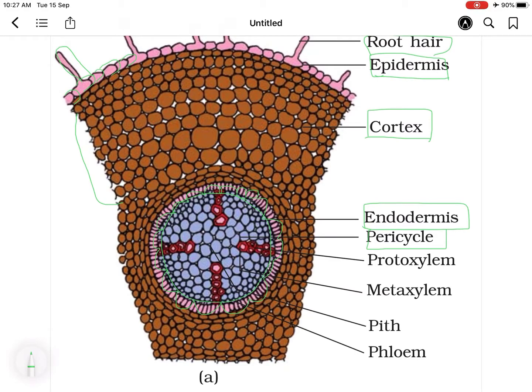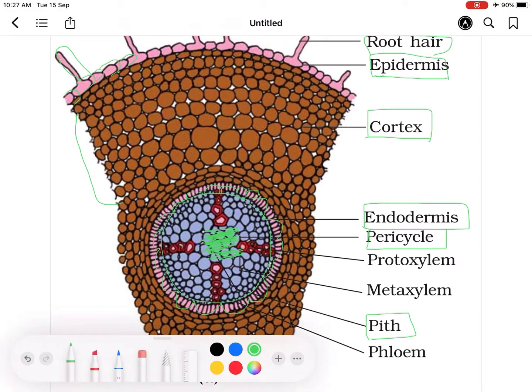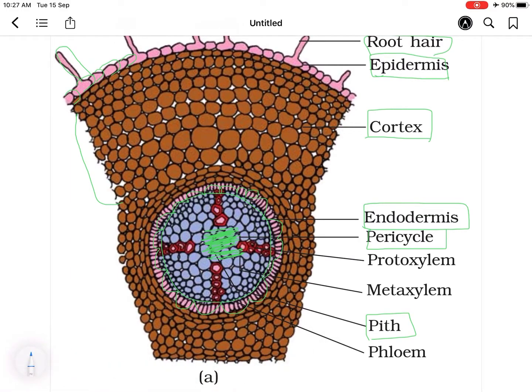Now the pith is present. These cells which are found in the centermost part are comparatively bigger in size. They constitute the center part. They are known as pith. They are also parenchymatous. Now the xylem and phloem are present here, and they show a structure which is arranged alternately. You can see here this much portion.